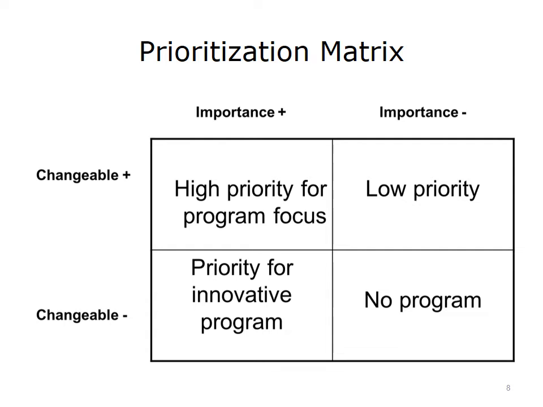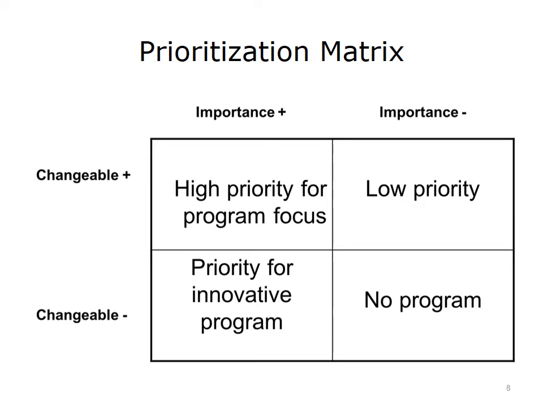The next step is to ask whether the health status feature is changeable or immutable. On the prioritization matrix, more changeable appears to the left of the top row and less changeable appears to the left of the bottom row. So if you decide that obesity is a changeable health feature, the level of prioritization will appear in the top row. And as we said earlier, in the left-hand column under high importance, putting obesity in the upper left-hand box and giving it a high priority for program focus.